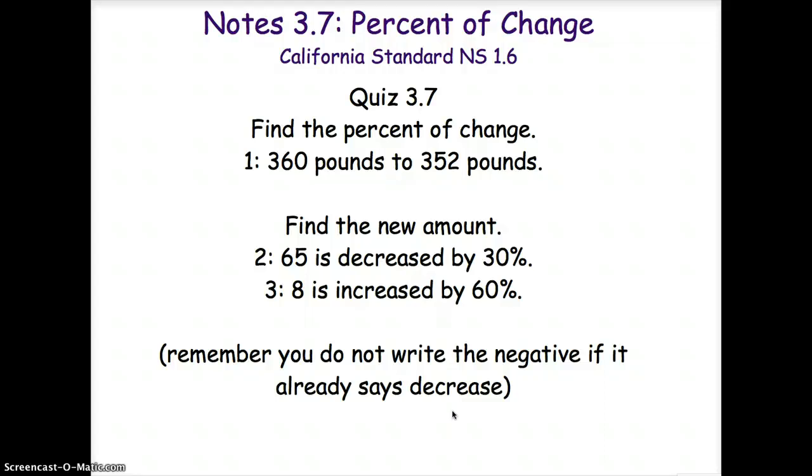The problem 2 and 3, you find the new amount. 65 is decreased by 30%, and 8 is increased by 60%. Okay, so go ahead and take a look, and have a great day.